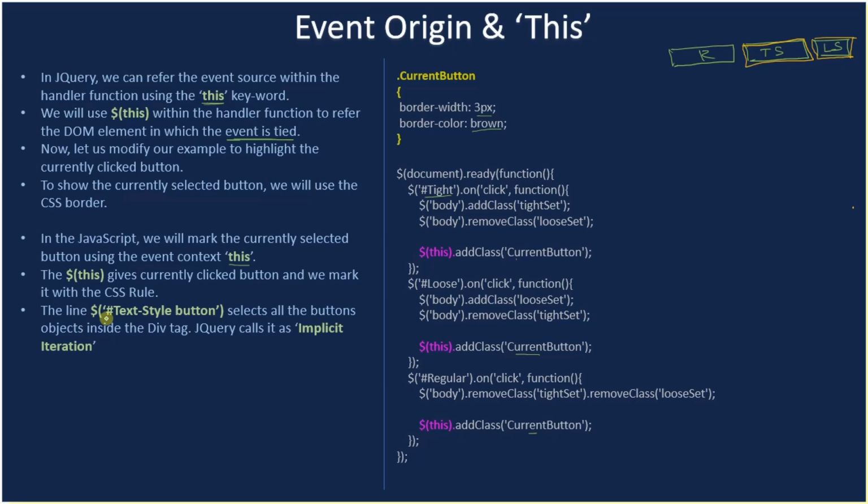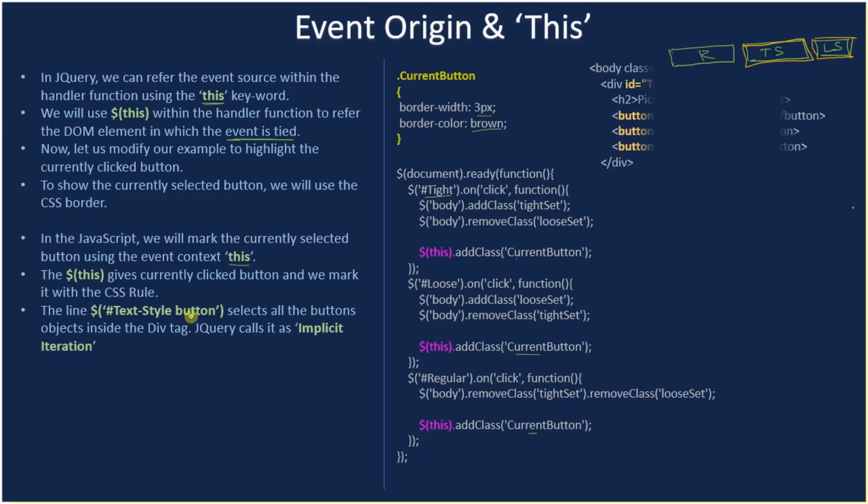The line $text style button selects all button objects inside the div tag. jQuery calls it implicit iteration.